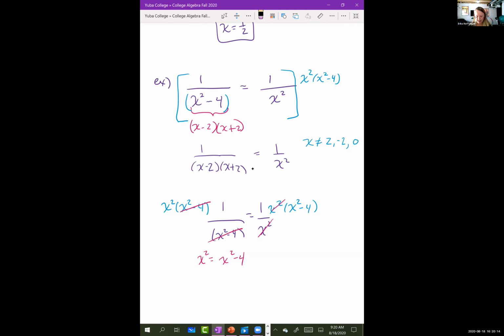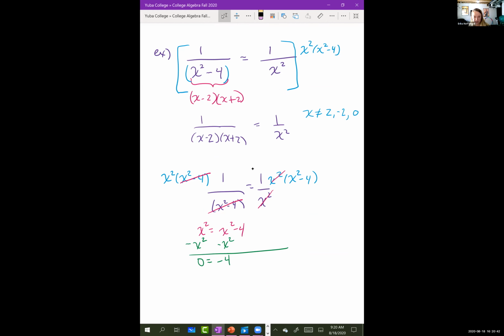Okay, so looking at this, I notice it's not linear, and we tend to solve linear equations differently than quadratic. With quadratic, a lot of times you just set it equal to 0. But notice if we get everything to one side of the equation and we subtract x squared on this side, we're getting 0 is equal to -4. My variable disappeared, and I know 0 doesn't equal -4. And since this is false, this tells me that the equation we started with has no solution.